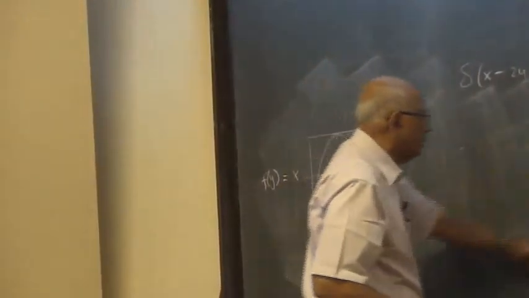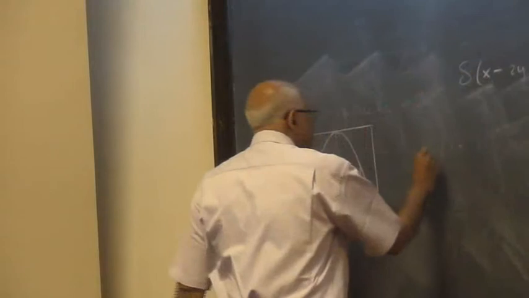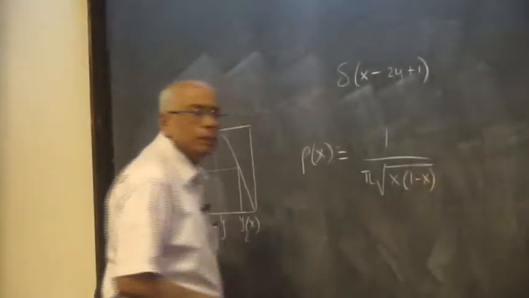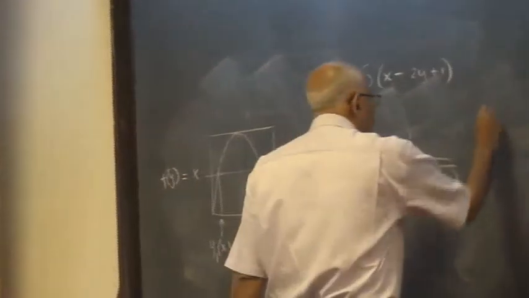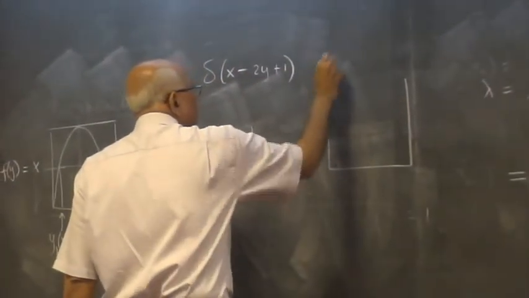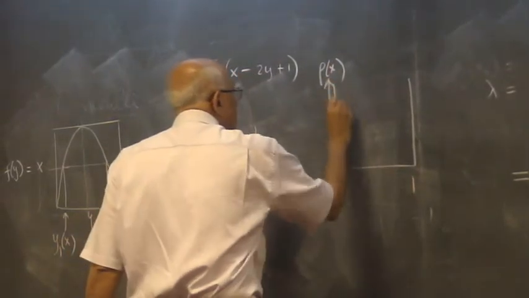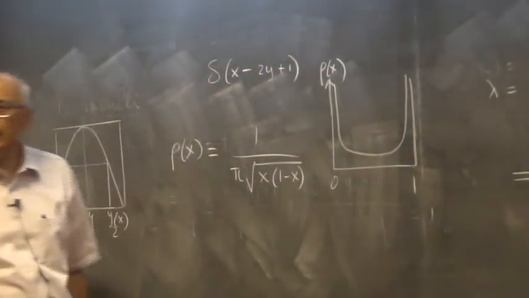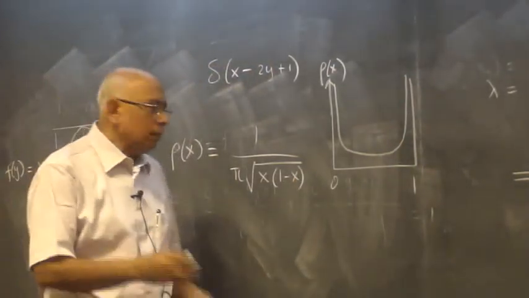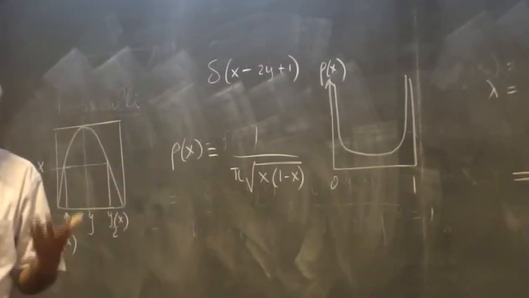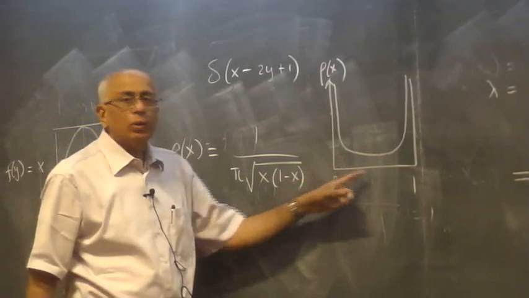And the answer is the following. It turns out that in this map, rho of x is 1 over pi times square root of x times 1 minus x. And this density is not uniform. You have 1. It's integrable because these are 1 over square root singularities, so it's integrable. It's non-negative. It becomes unbounded, but we don't care about that. The total area is 1.